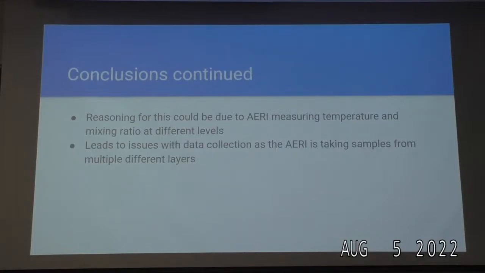And so there are a couple of reasons for this. One of them is that the area has to take measurements of temperature and mixing ratio at multiple different levels. The drone is only taking data at one level, and you also see this with a radiosonde. It's only taking data at one single point, whereas the area has to account for multiple different levels up to 3 kilometers. So this was just one data point. And this can lead to issues with data collection with the area.